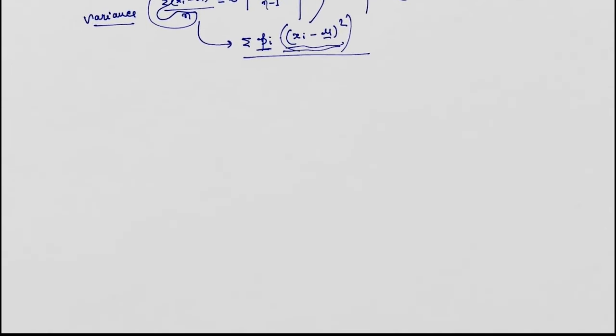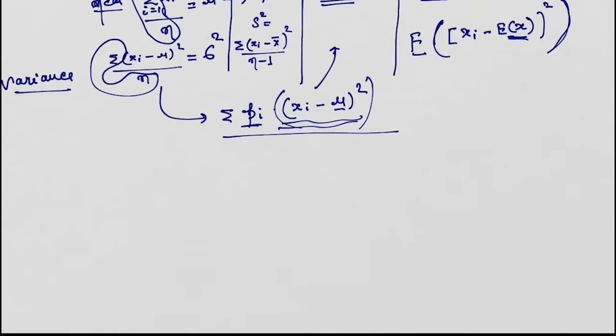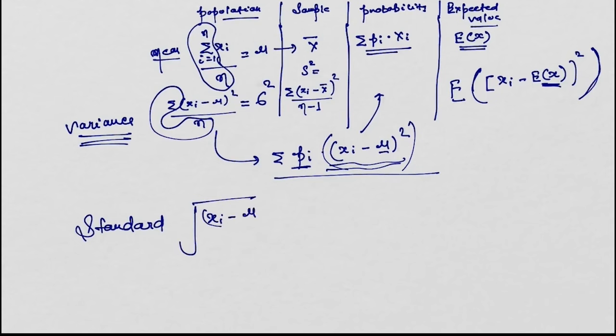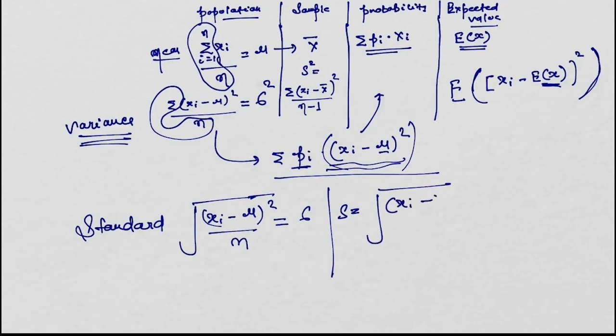Similarly, if you look into the formula of skewness, I'm not writing the square root part, because standard deviation is just the square root of the variance. So wherever the formula is given, let me write it as well. The standard deviation formula for the population would be the square root of the summation of xi minus mu whole square upon n, and this is called sigma. For the sample, the formula would be s, the square root of the summation of xi minus x bar whole square divided by n minus 1.